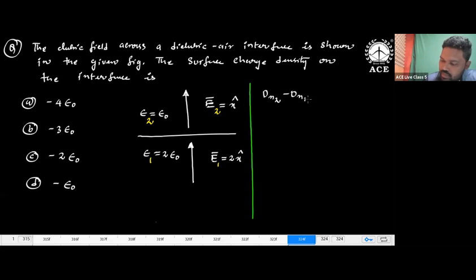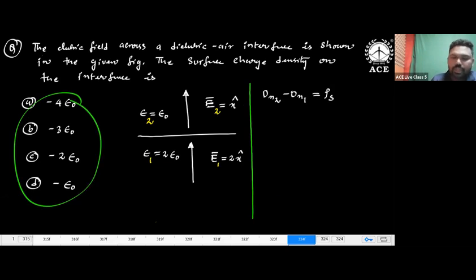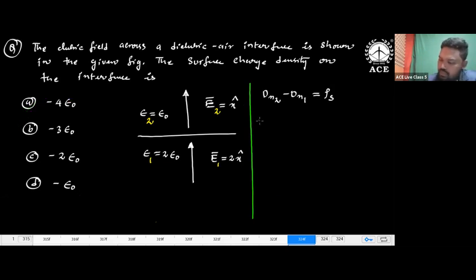dn2 minus dn1 is equal to rho s. Then you can ask why I have considered dn2 minus dn1. Nothing is specified in the question. I can take dn1 minus dn2 also. So to avoid the confusion, in the options he has given all the values to be negative, isn't it? So expand this one. Here it is epsilon 2 into en2 minus epsilon 1 into en1, which is equal to rho s, beta.